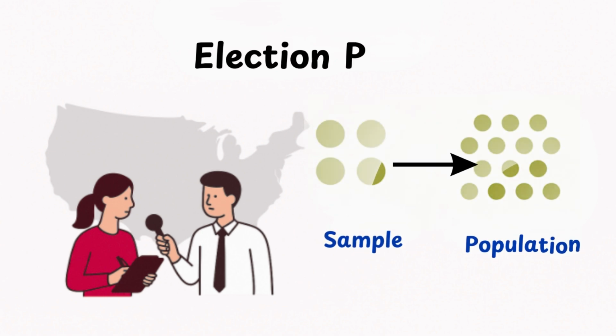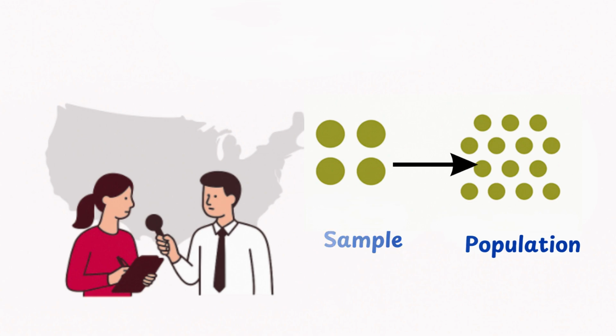This is why samples are the backbone of modern research. They give you a shortcut that still provides meaningful answers if chosen carefully. Think of election polls. News channels don't call every voter. Instead, they survey a few thousand people and if the sample is well selected, they can predict the winner with surprising accuracy.